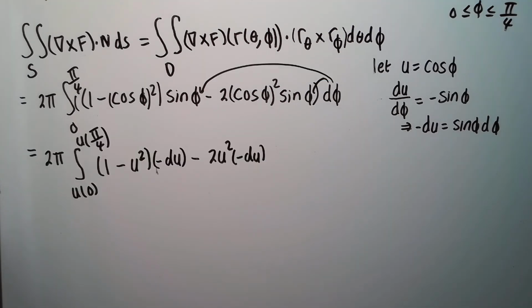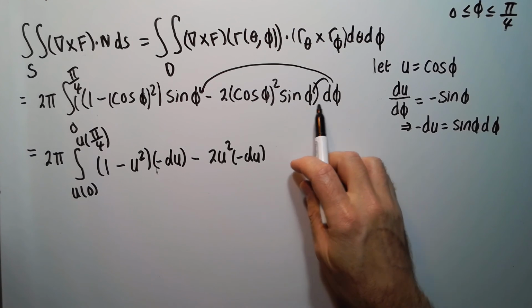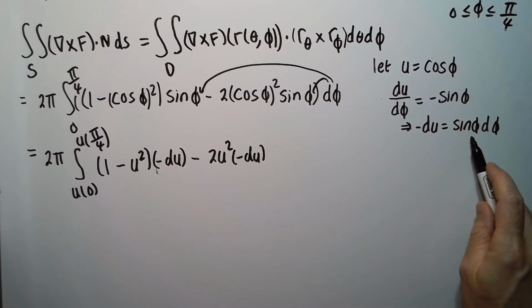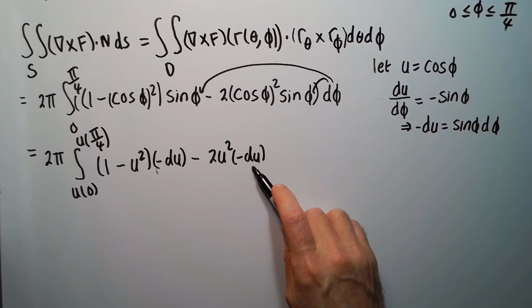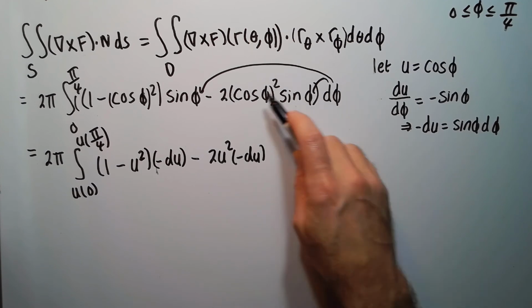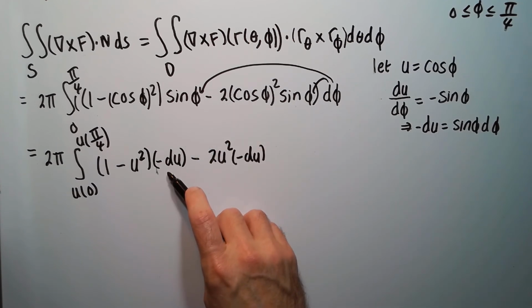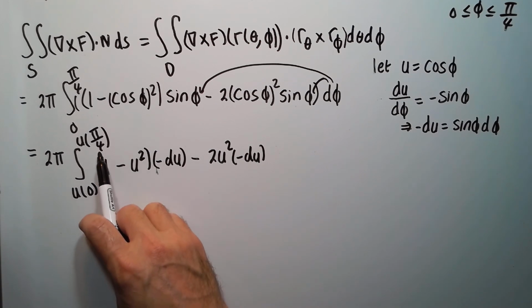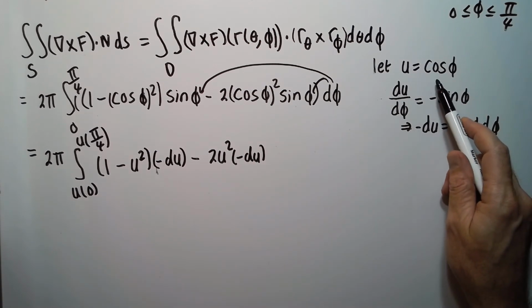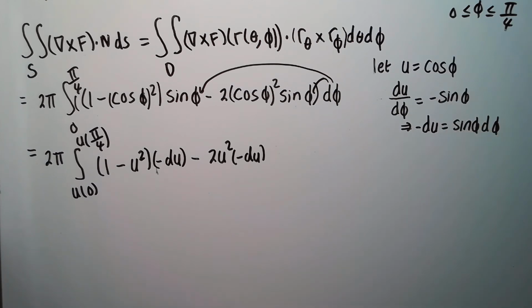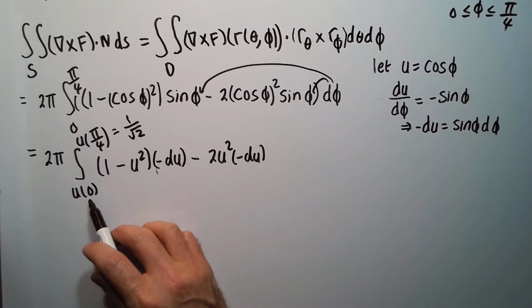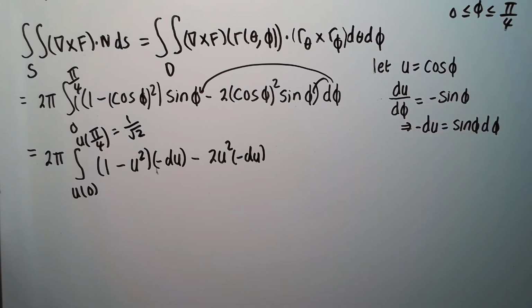So let's make these substitutions into this. Making the substitutions, we get this. I distributed d phi to each of these, and then sine phi d phi is negative du, so I have negative du on that one and negative du here. Okay, so u of pi over 4, well, your u is cosine phi, so it would be cosine of pi over 4, which is 1 over square root of 2. And u of 0 would be cosine of 0, which would be 1.